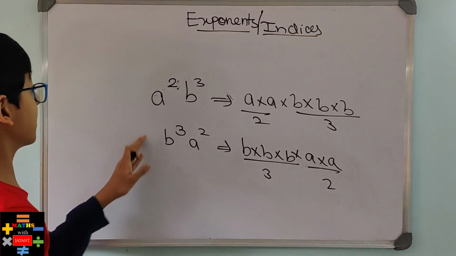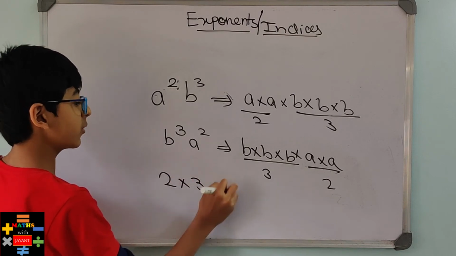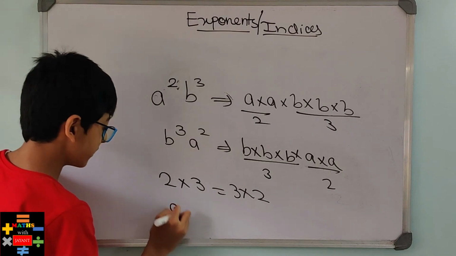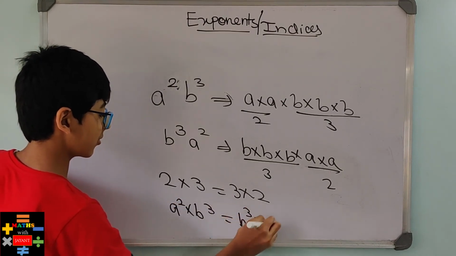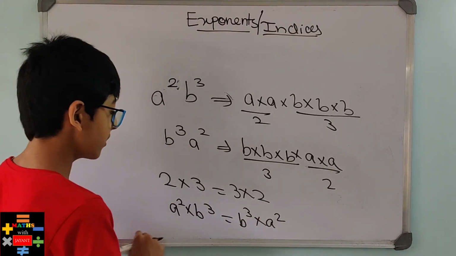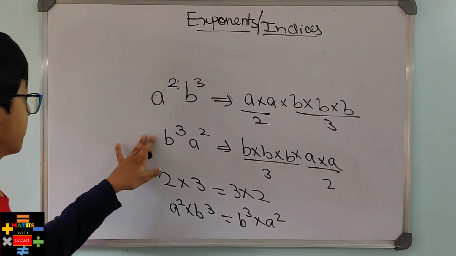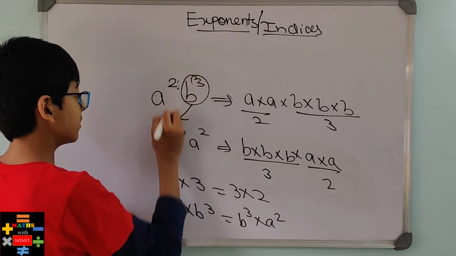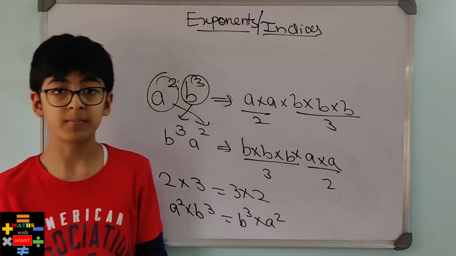Now this is very simple. Like we know that 2 into 3 is equal to 3 into 2. Right? Like this only, a square into b cubed is equal to b cubed into a square. So this is just the same property, but we are using the exponents over here. So these two are going to be equal. So it's just the commutative property.